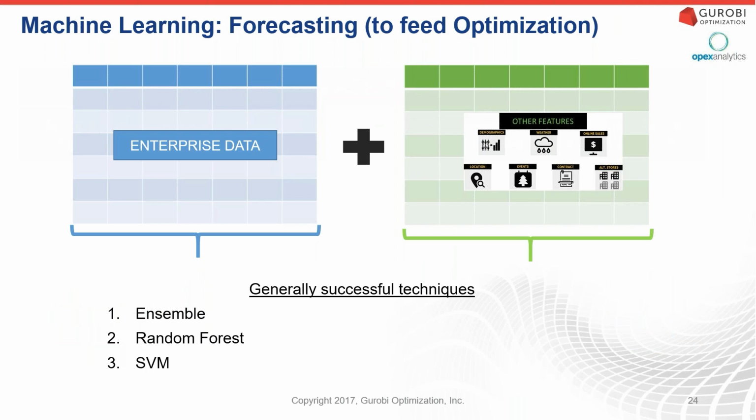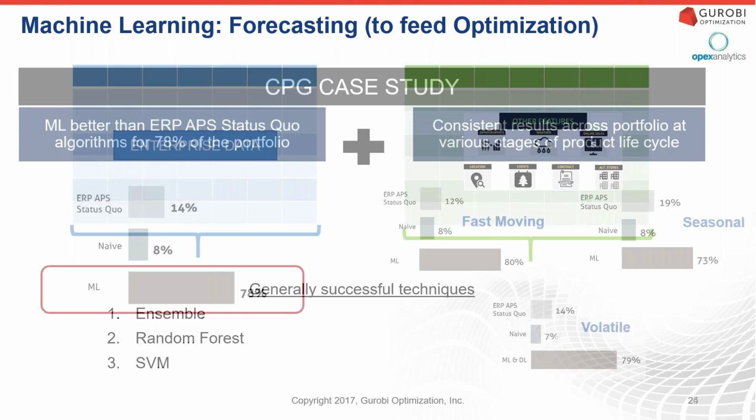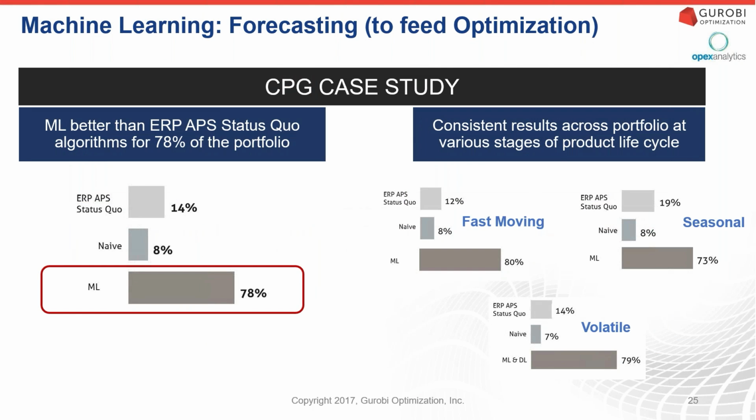Coming back to the forecasting, another way to help scale it, as we talked about, is using feature engineering to combine the data that I have with other features. We found some successful techniques in Ensemble, Random Forest, and support vector machines. And just a little bit of data.